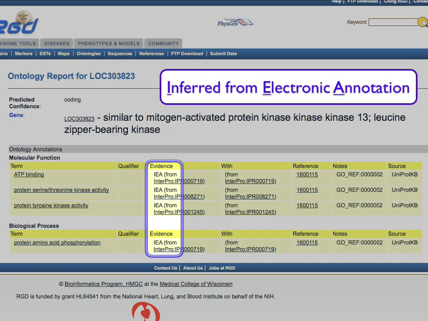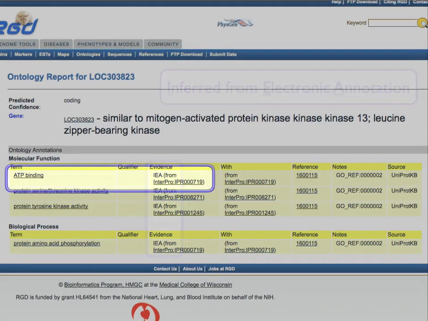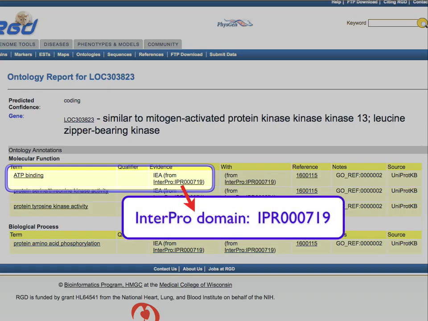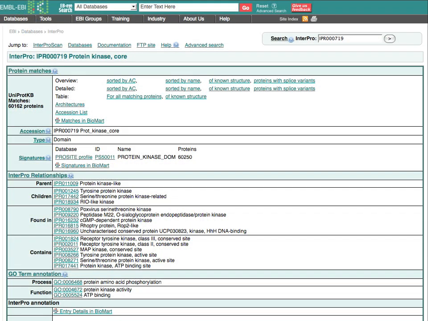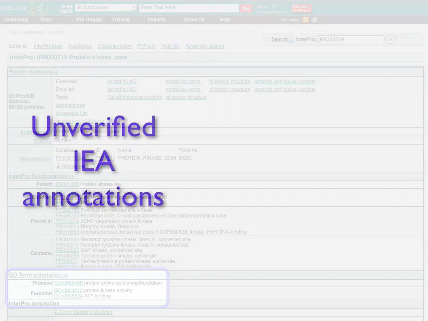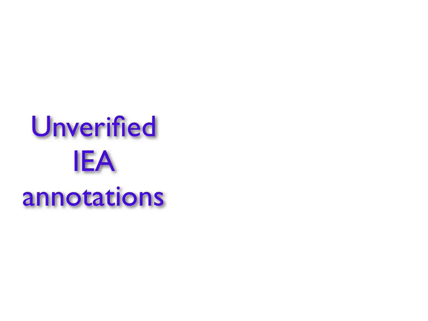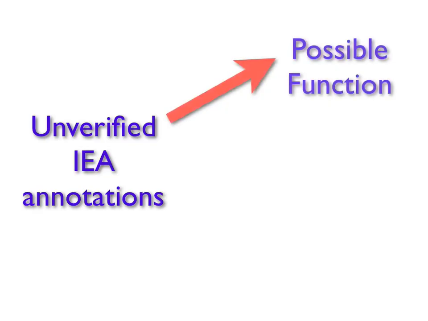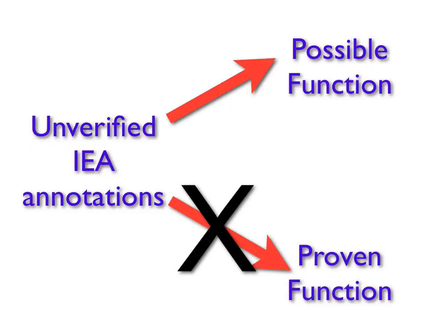or verified by anyone. In this case, the annotation also tells you that the assignment of the term ATP binding, for instance, is inferred from the fact that the protein contains the core protein kinase domain. Because other proteins that have this domain have been shown to bind ATP, we infer that this one might also bind ATP. Because IEA annotations are calculated by computer, rather than being based on wet lab experimentation, they should be used as pointers to possible functions, rather than as absolute proof of those functions.